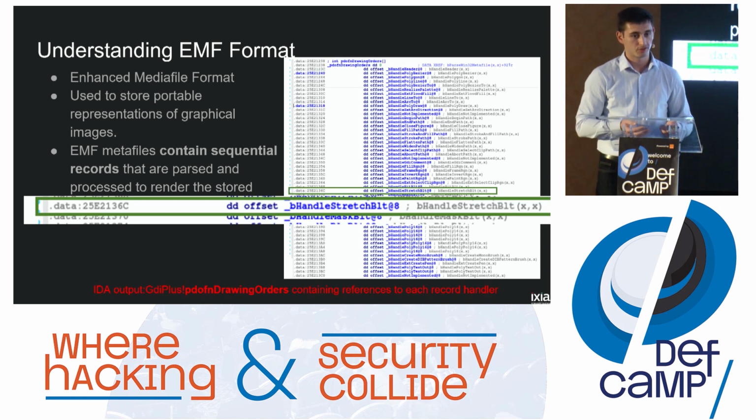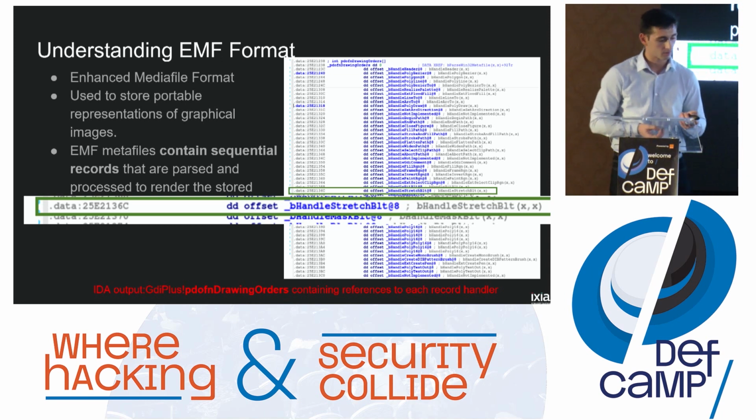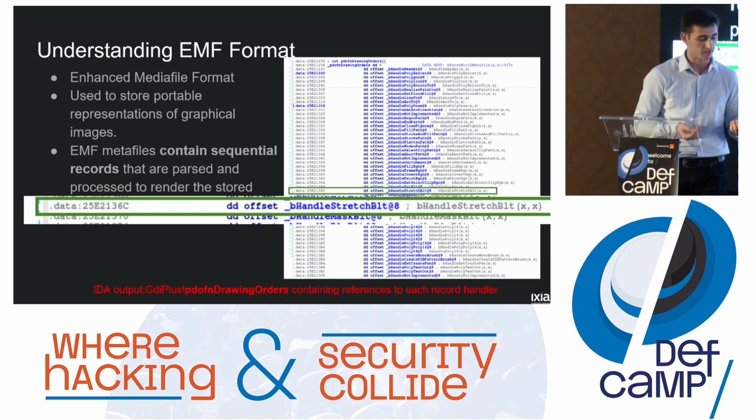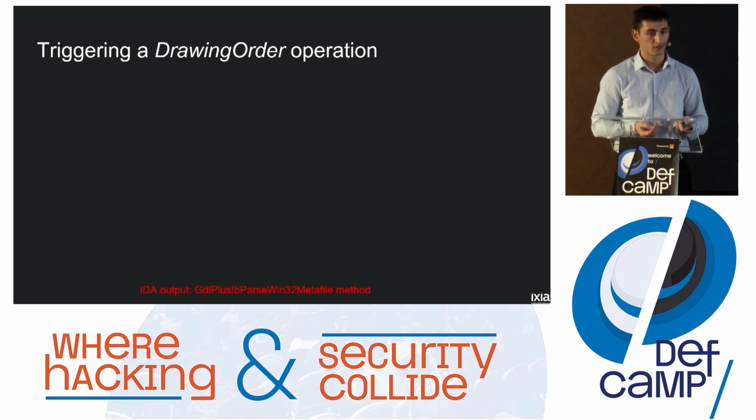And the array is called the drawing orders. And right now, we have to somehow trigger these handlers. So we continue with our investigation. How can we trigger a drawing order operation? Again, we inspect the DLL.